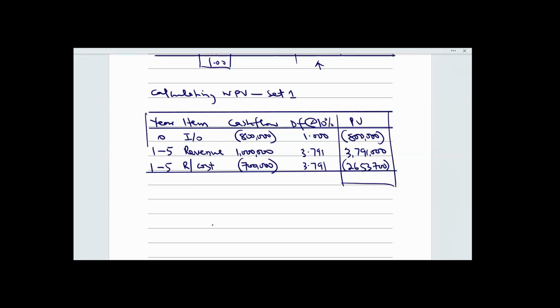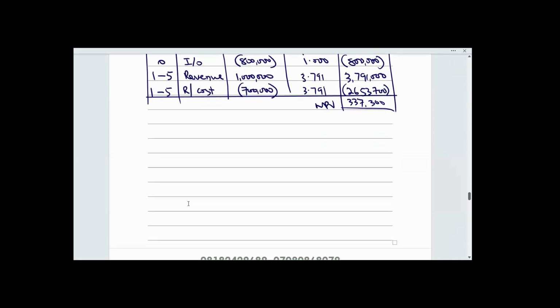In this case, NPV will be equal to plus 800,000 minus... 3,791,000. That's 337,300. 337,300 is the NPV. So I will do set 2.